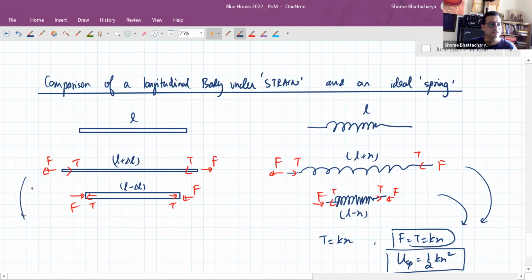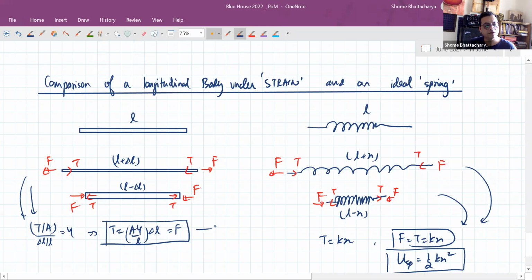Here, whether we are in this state or this state, when we apply the formula, we have stress upon strain equal to Young's modulus. So we get tension is AY by L into delta L, and that is equal to the external force. So you can see that this formula is now comparable to this formula. And we just saw that the elastic potential energy stored is half AY by L into delta L squared.